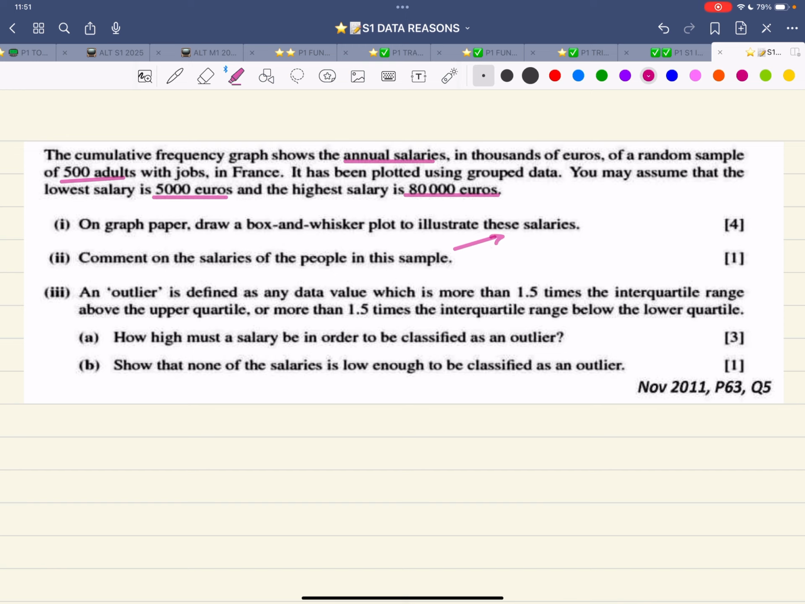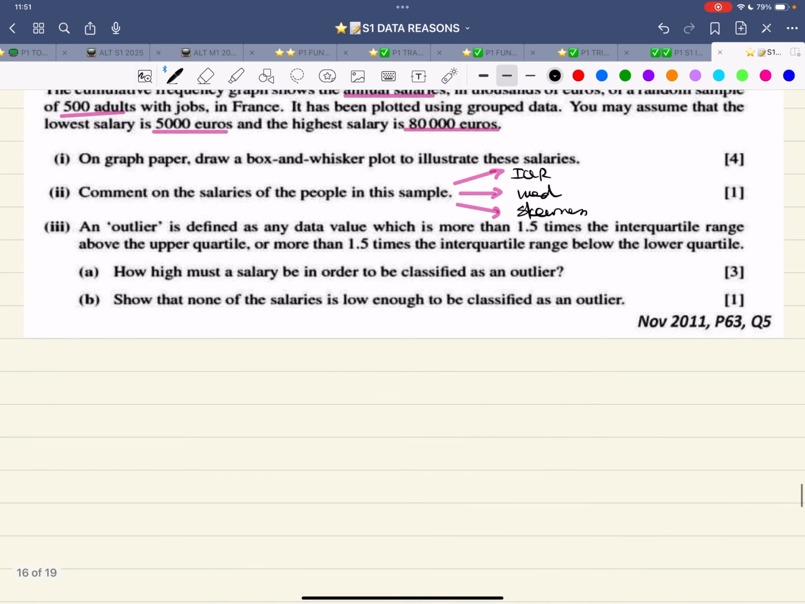Now the comment will be based upon the interquartile range. I'll just write it down. It can be based upon the interquartile range. It can be based upon the median. It can be based upon skewness. Now, let me focus on the third part.